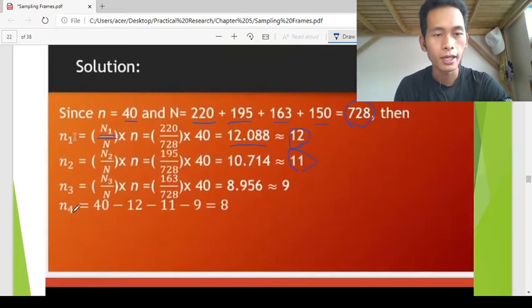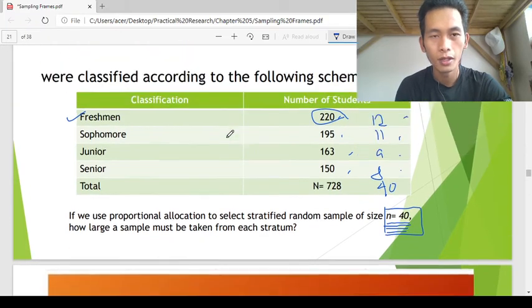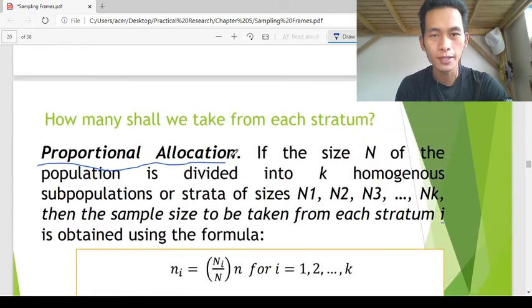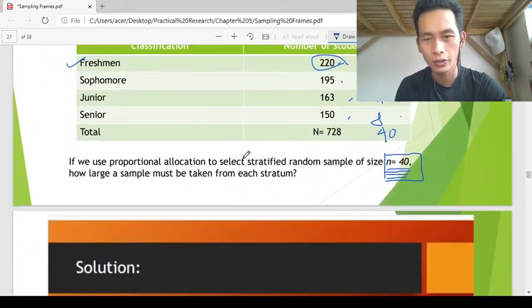Now n sub 3, 168, so 9, and then n sub 4 is 8. So 9 and 8. If we are going to total it, 12 plus 11 plus 9 plus 8 is equal to 40. So that is how stratified random sampling is done, and it uses proportional allocation.